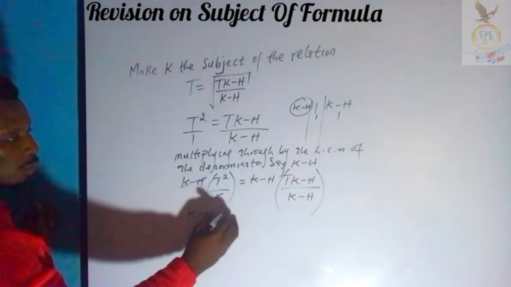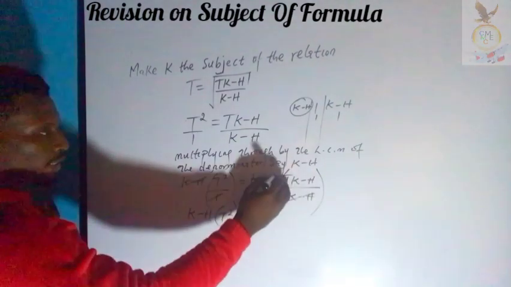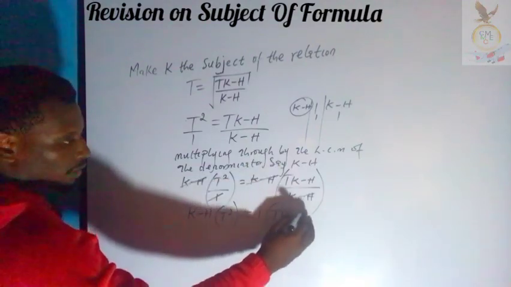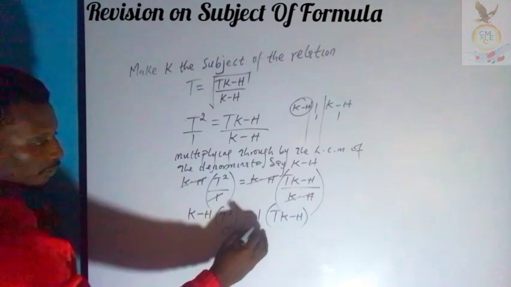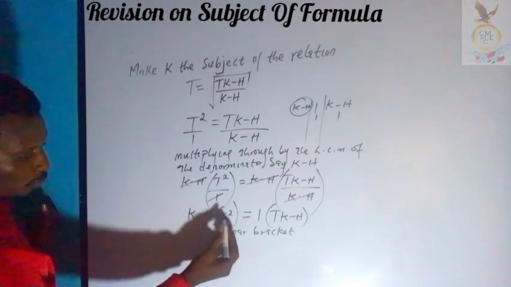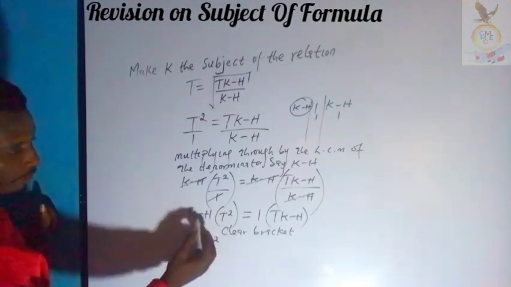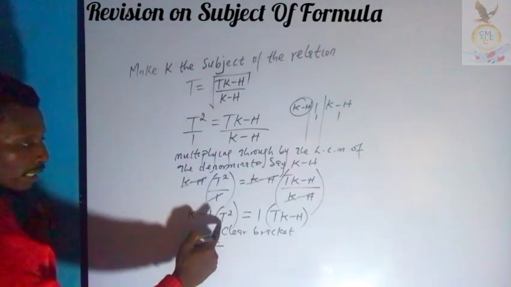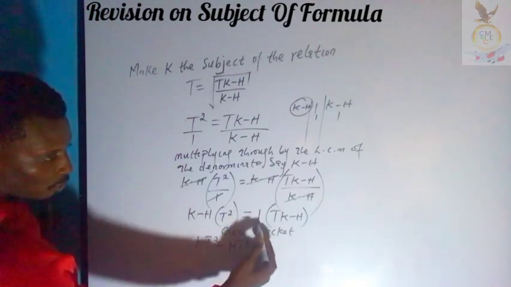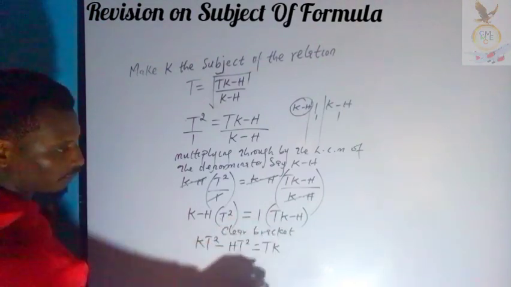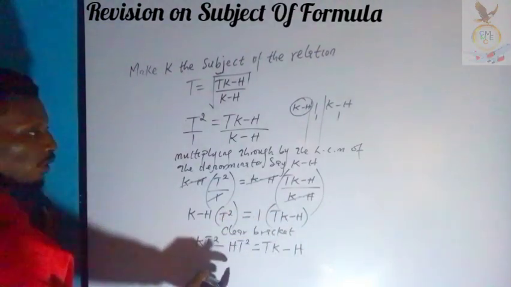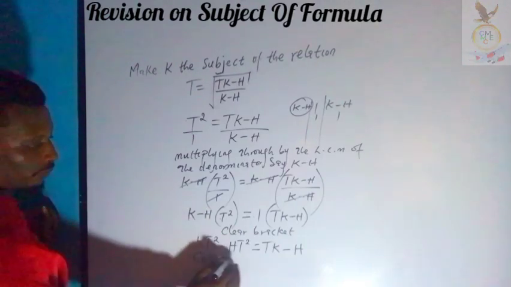Inside the brackets, you have t squared is equals to k minus h divided by k minus h, leaving us with 1. Inside the bracket, we have t(k minus h). So we have to clear brackets. Plus plus will give us plus, and k times t squared will give us kt squared. Minus plus will give us minus, and h times t squared will give us ht squared. Is equals to plus plus is plus, 1 times tk will give us tk. Plus minus will give us minus, 1 times h will give us h. So at this point, we're going to collect like terms.